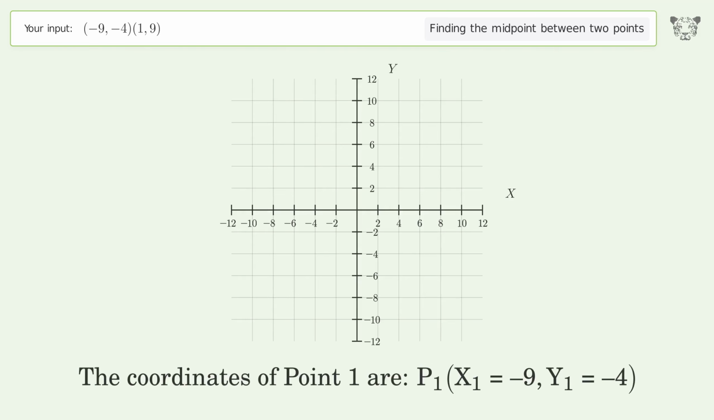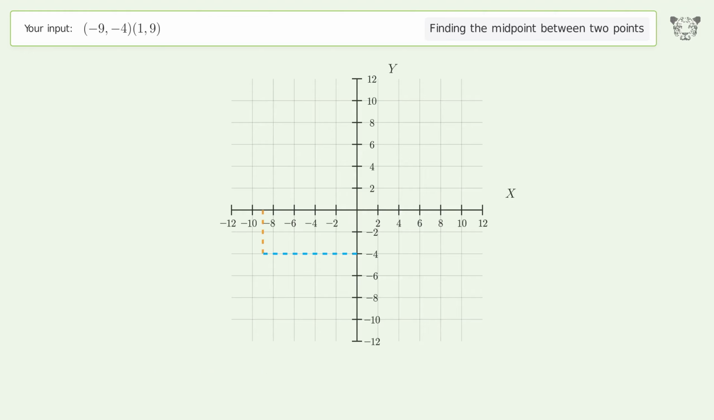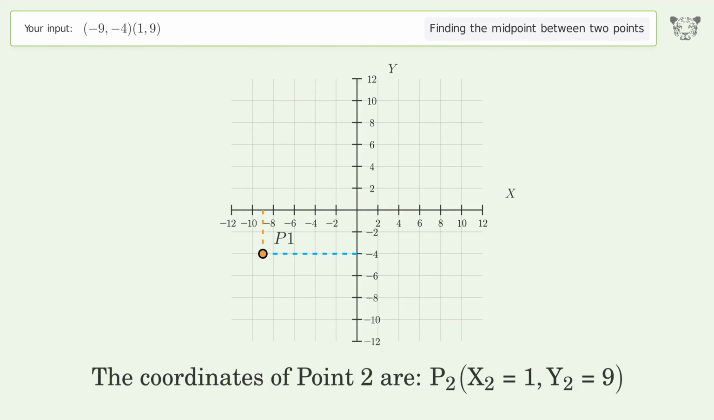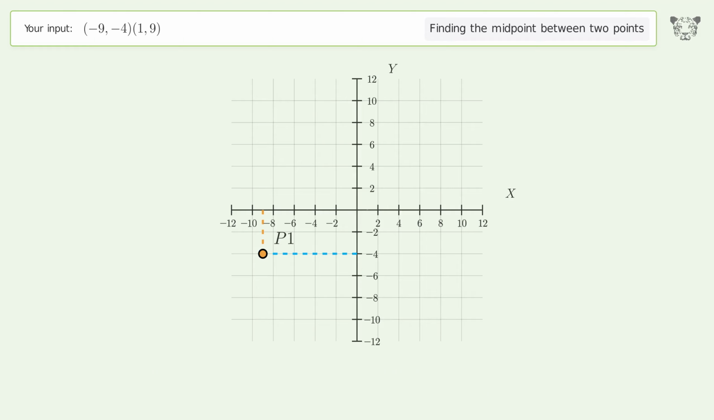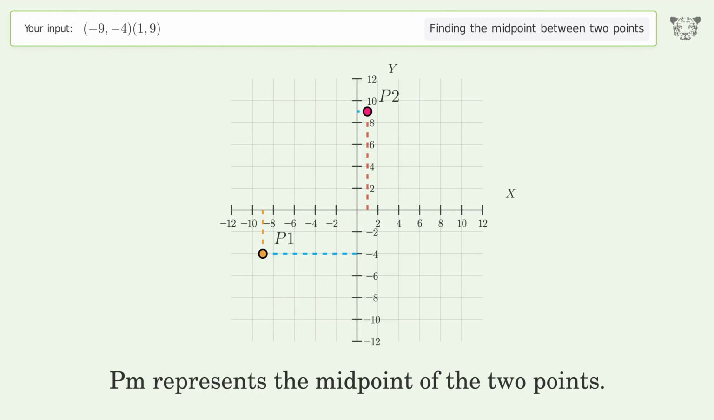The coordinates of point 1 are, x1 equals -9, y1 equals -4. The coordinates of point 2 are, x2 equals 1, y2 equals 9. PM represents the midpoint of the 2 points.